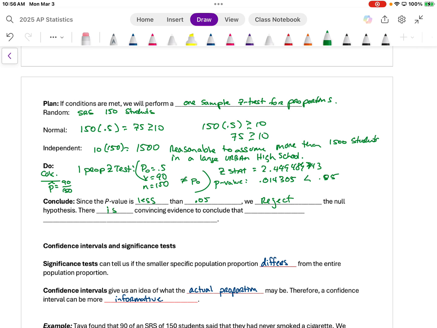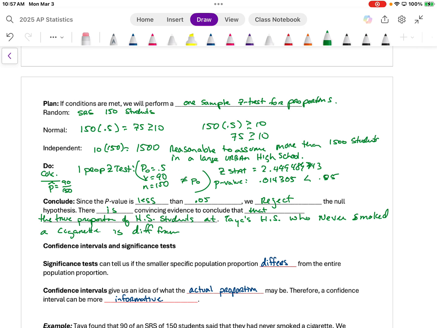There is convincing evidence to conclude that the true proportion of high school students at Tyus High School who never smoked a cigarette is different from 0.5.